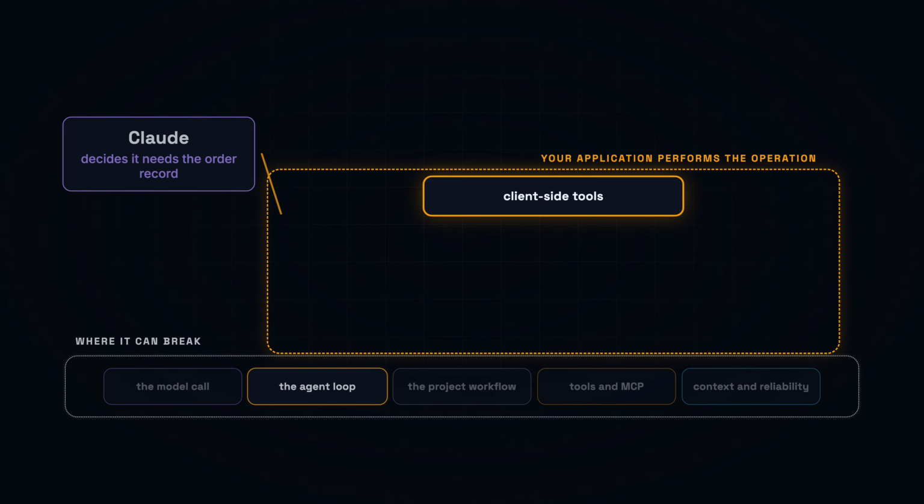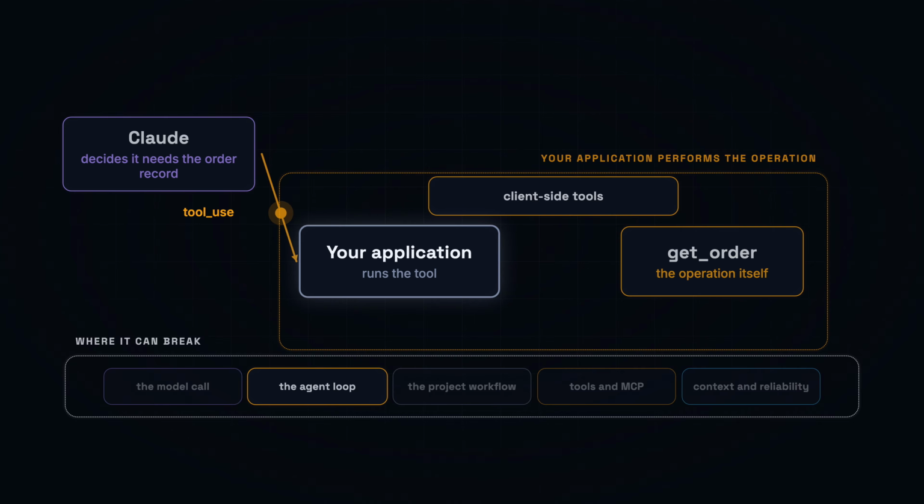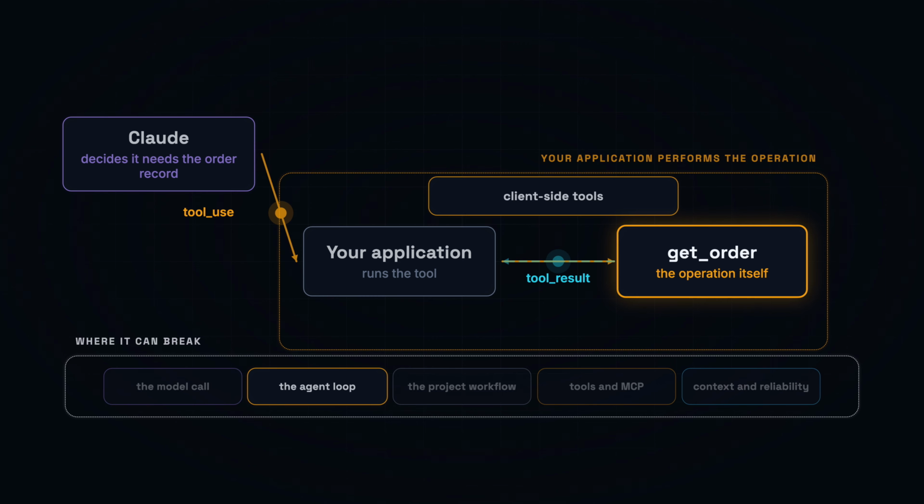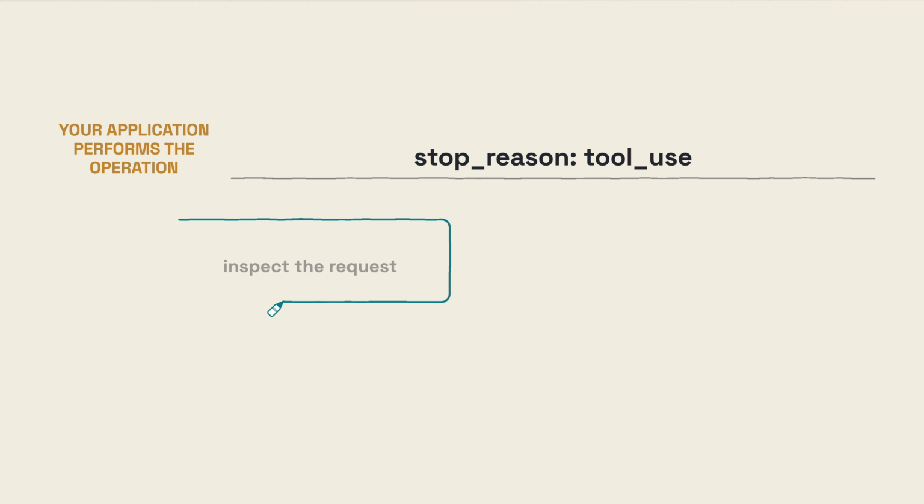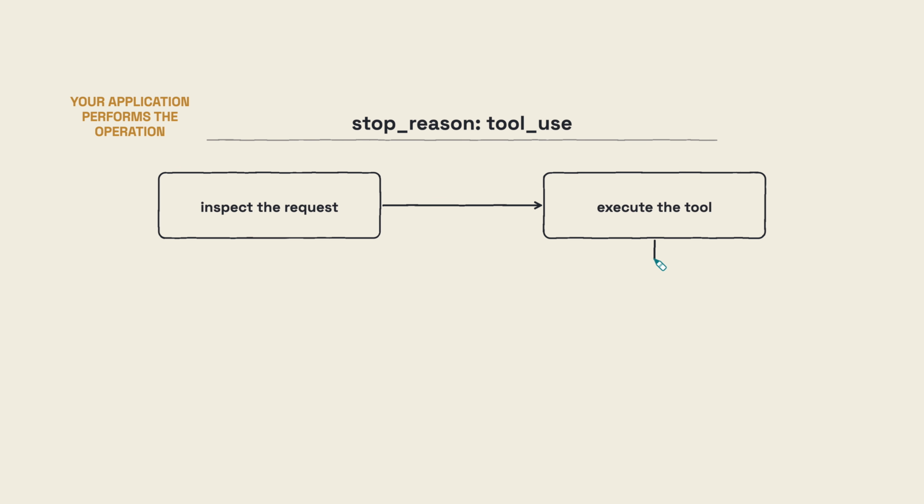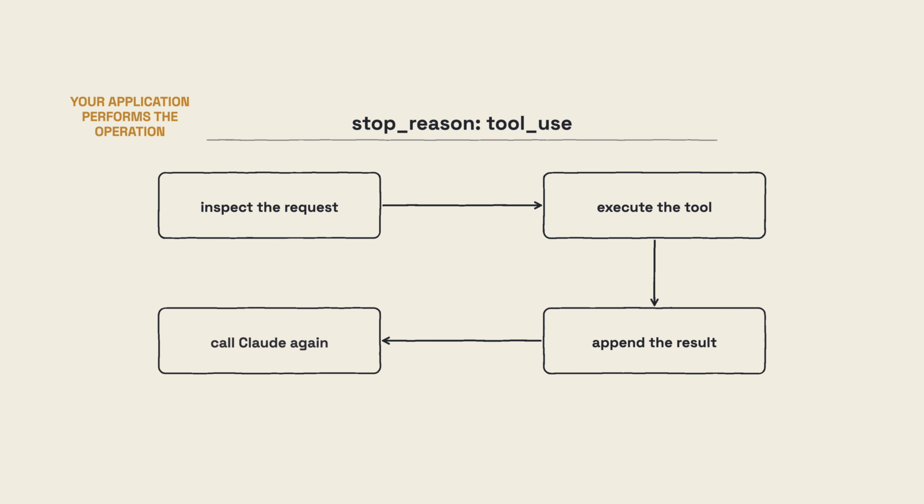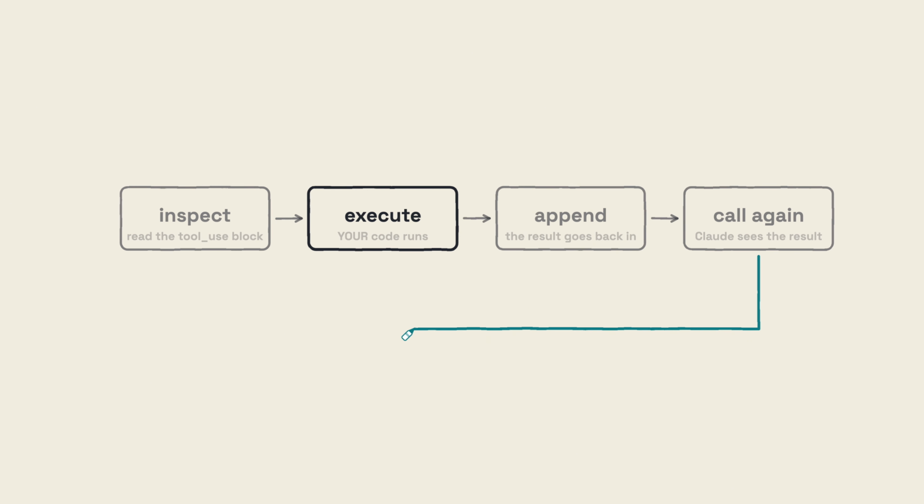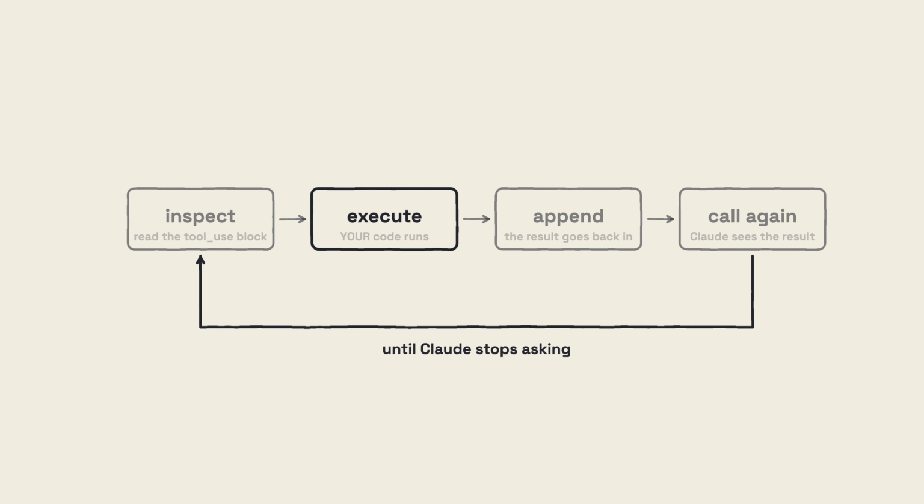With client-side tools, Claude requests the tool, but your application performs the operation. A tool use stop reason means inspect the request, execute the tool, append the result, and call Claude again. The loop is inspect, execute, append, repeat.